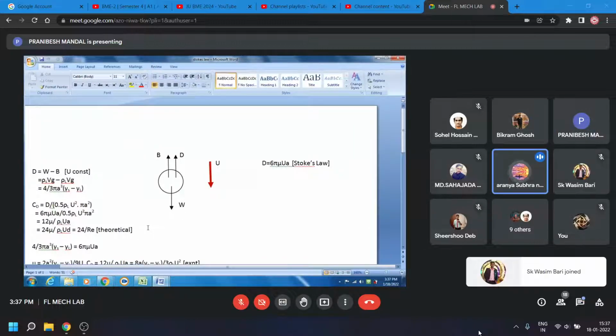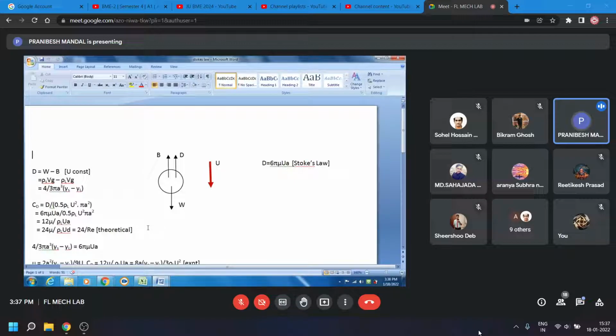Sir, this half rho u square is called the dynamic pressure. Exactly, it is the dynamic pressure as per Bernoulli theorem, right? Yes sir. So ultimately this will have a dimension of pressure. So I should multiply it by some reference area in order to get some force, yes or no? Yes sir. And what is the reference area taken? That is the cross-sectional area of this sphere, pi a square, right?